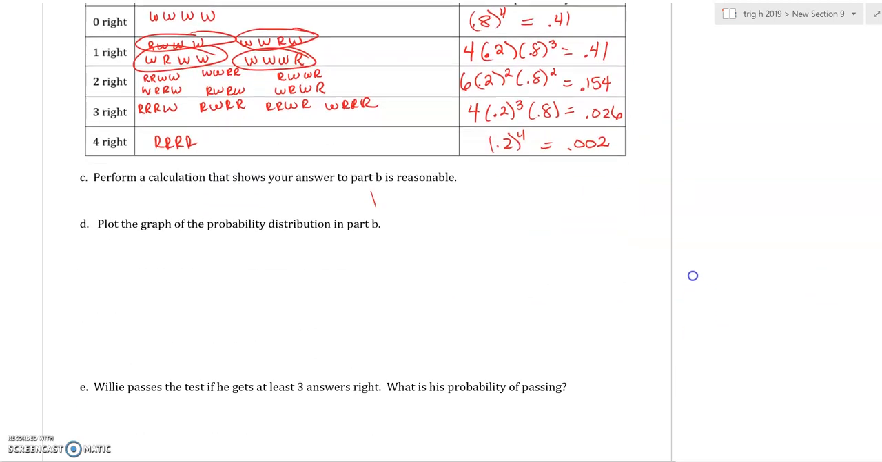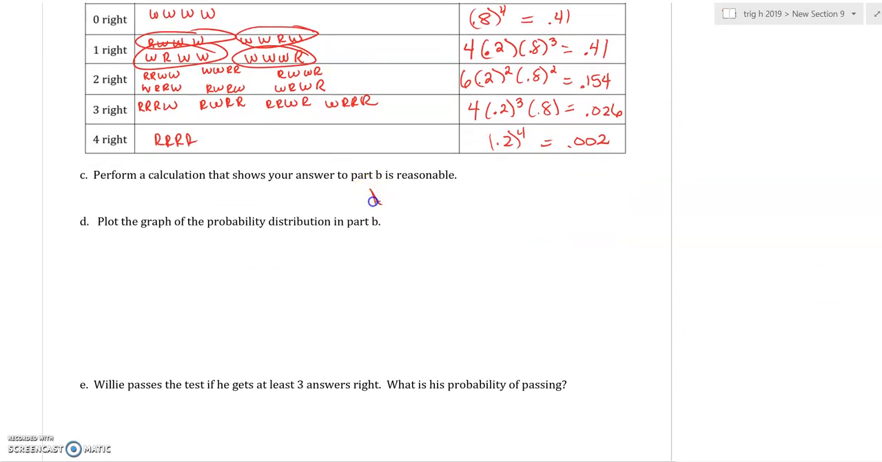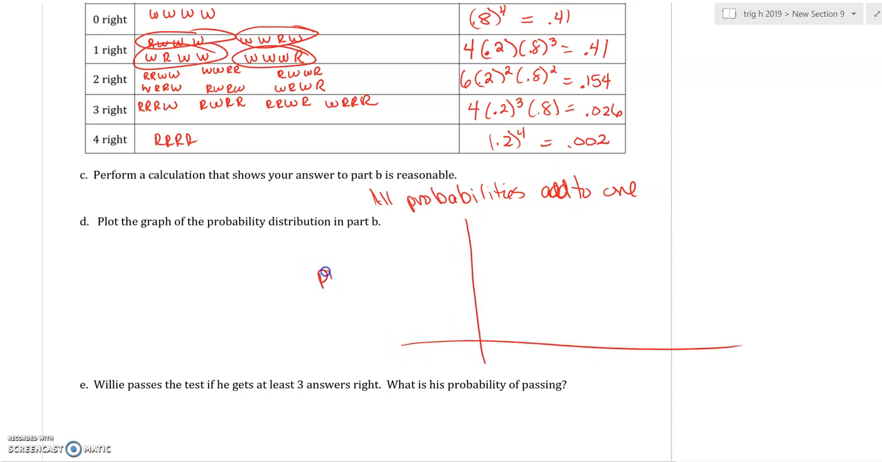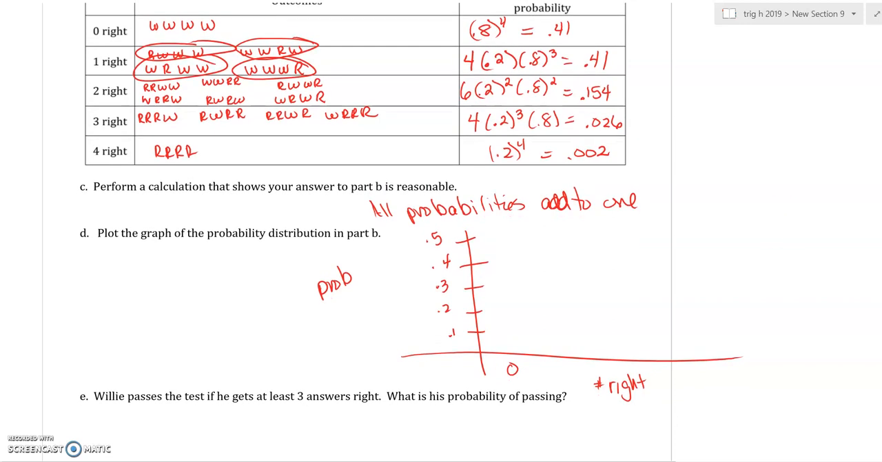Now we're going to do the probability distribution. Let's say all probabilities add to 1. So here's our probability distribution. So here's probability, and this is going to be number right. So the probability that you get 0 right, let's see, 0 right was actually quite high, 0.41.